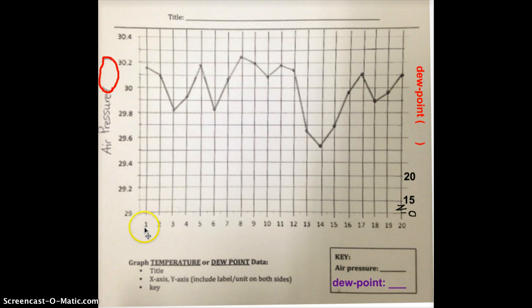And then your x-axis, these are not the dates. So what are these numbers? Again, look at your weather data table. Maybe that will help you figure out what these numbers actually represent.